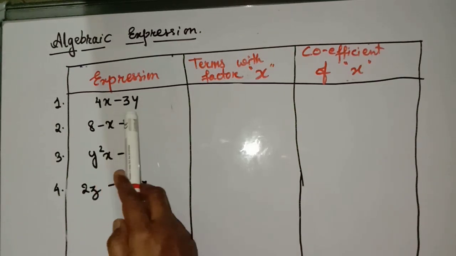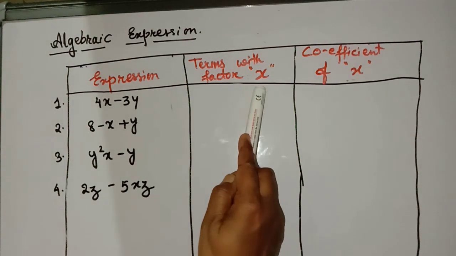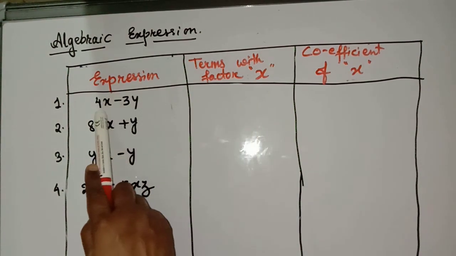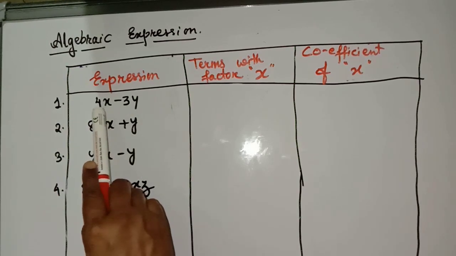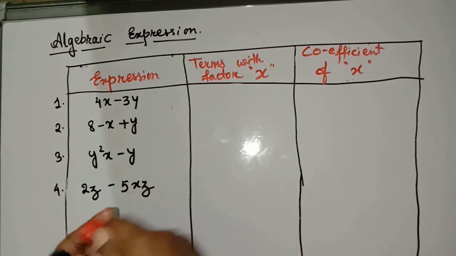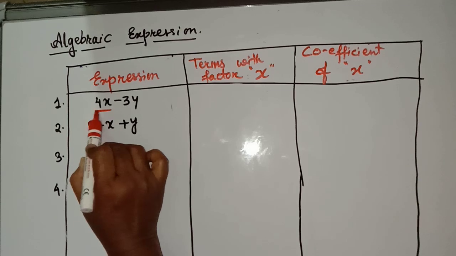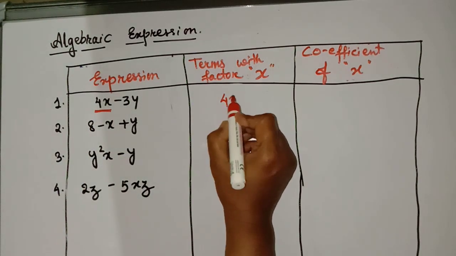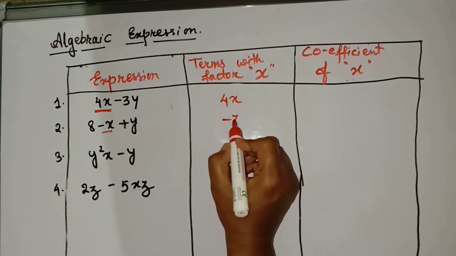Here the expression is given, you have to find out the terms with factor x. Means the terms you have to write here where the factor is x. Only the factor will be x, that term you have to write here. So here the terms with factor x: 4x. Here only minus x. Right, here minus x.